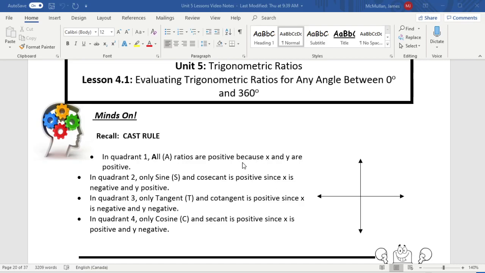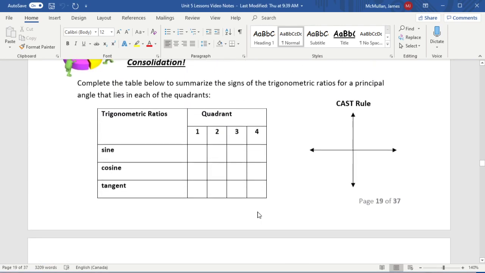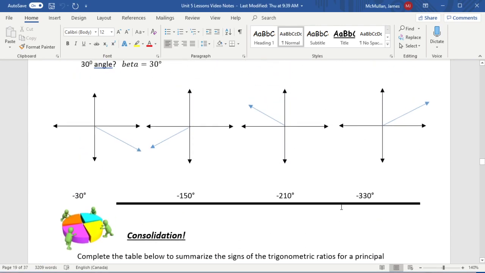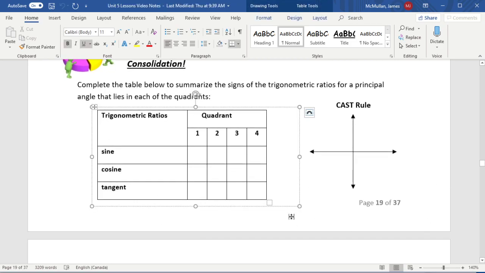Today's lesson continues on with the idea of trig when you've escaped the 90-degree limitation of acute angles. We're going to talk about trigonometric ratios for angles between 0 and 360. The pattern I was hoping you would pick up from doing the work last time is this quadrant pattern here. The sine is positive in quadrant 1.